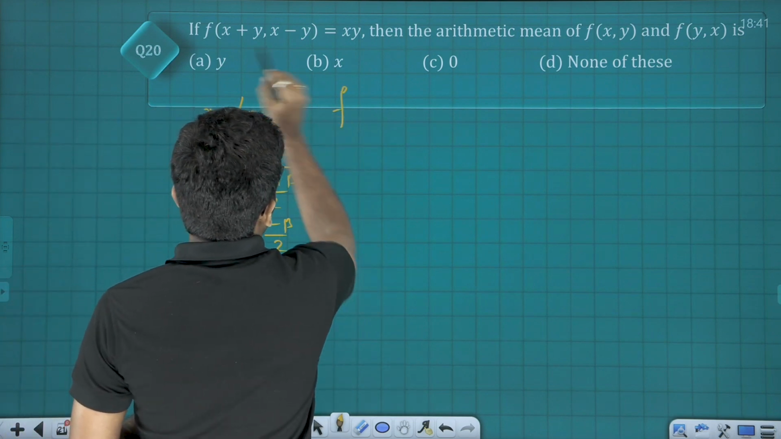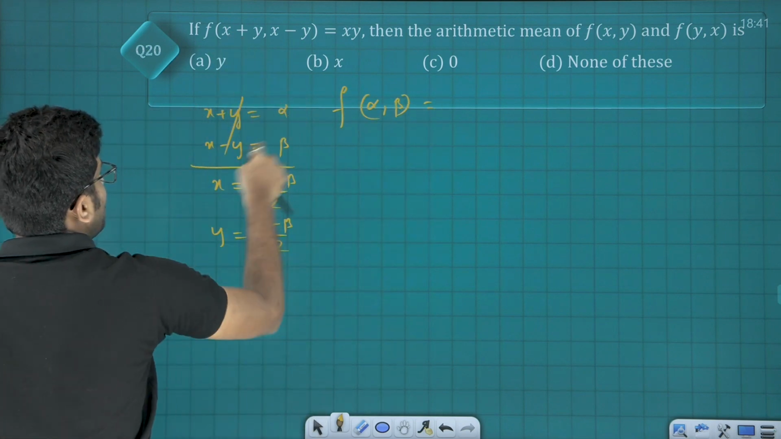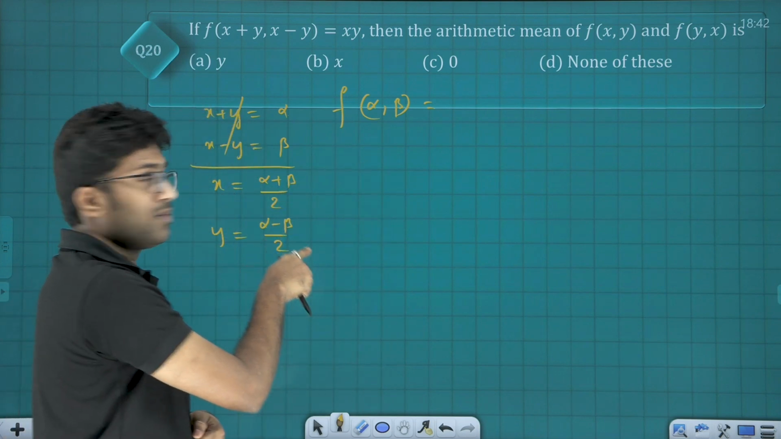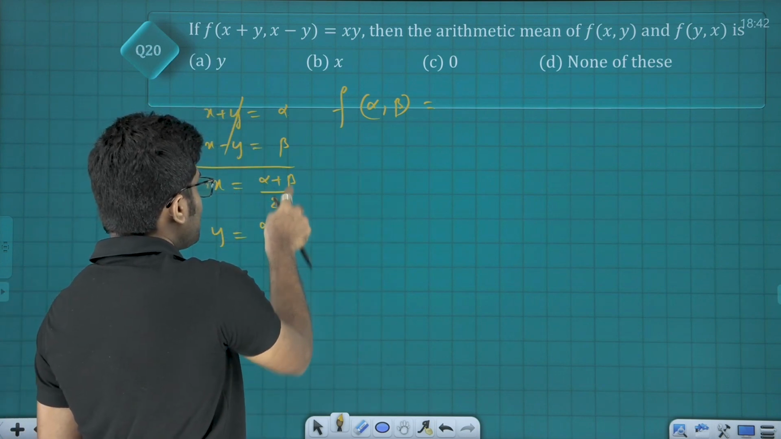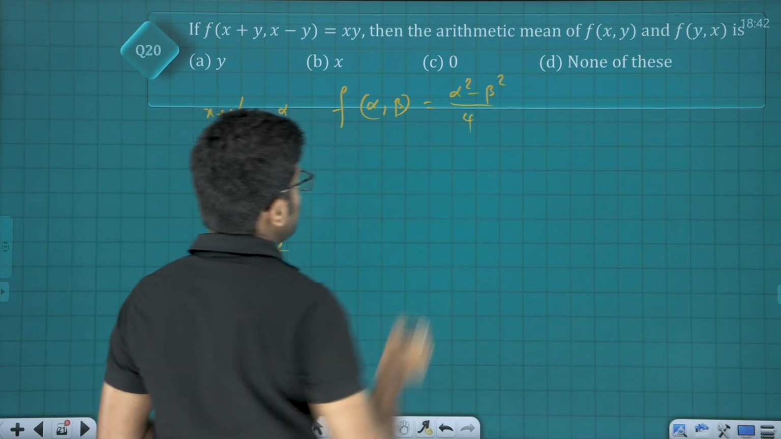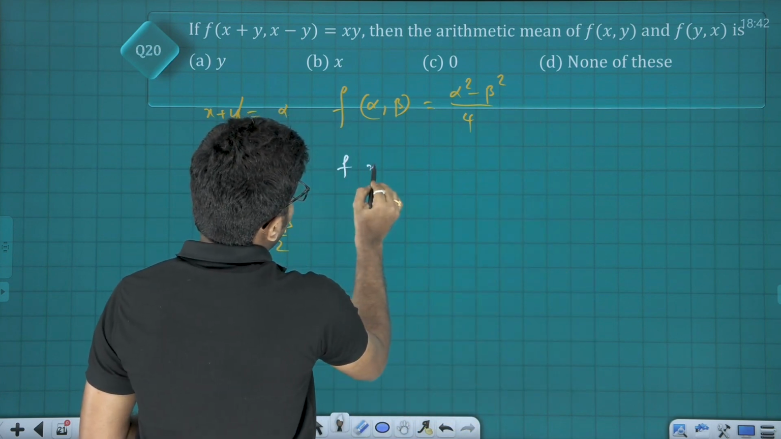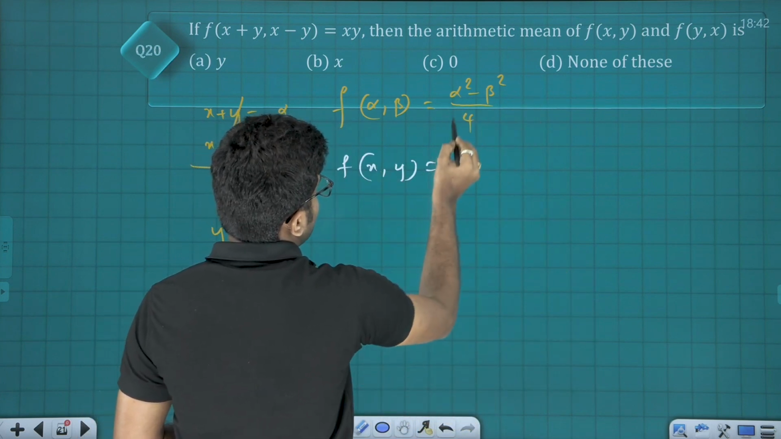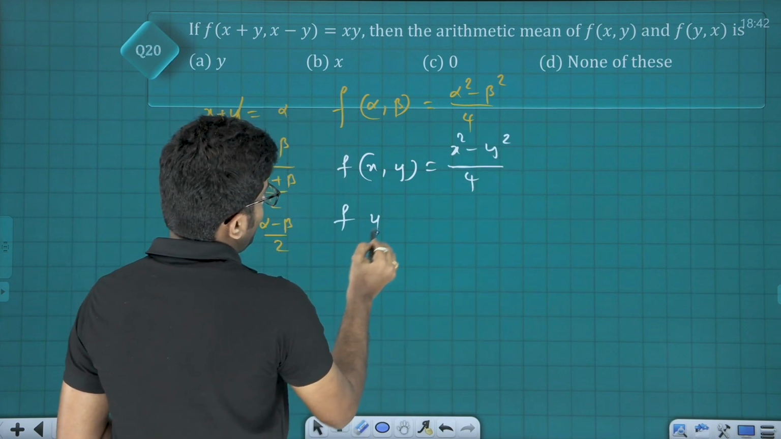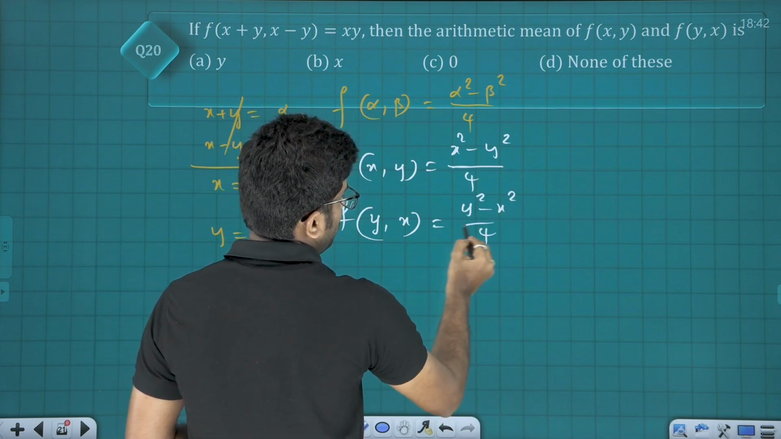So clearly f of (alpha, beta) is equal to, putting x plus y as alpha and x minus y as beta, with x equal to (alpha plus beta) by 2 and y equal to (alpha minus beta) by 2, x into y means (alpha plus beta) into (alpha minus beta), divided by 2 twos are 4. Alpha square minus beta square by 4. This is what we got. Now what will be f of (x, y)? Just in place of this, x square minus y square by 4, and f of (y, x) is, same way, y square minus x square by 4.